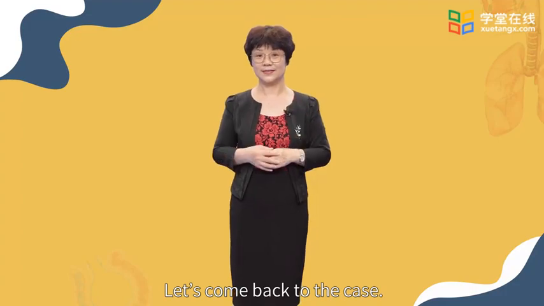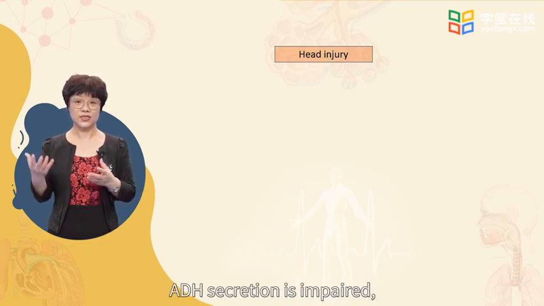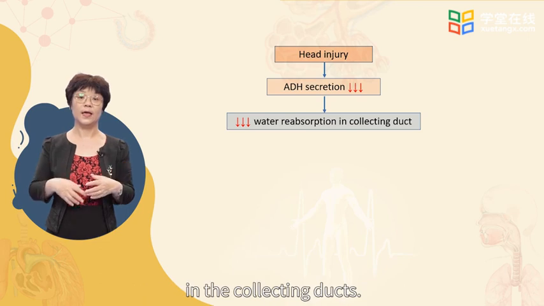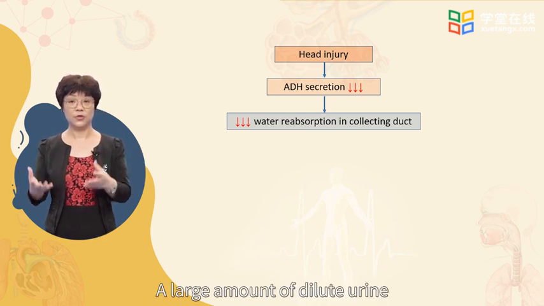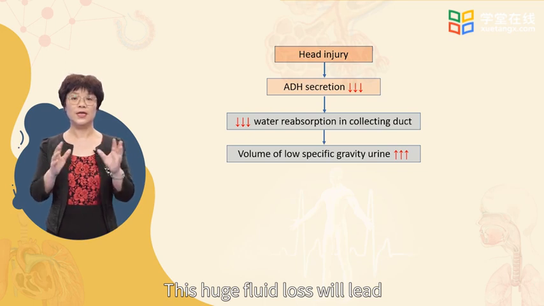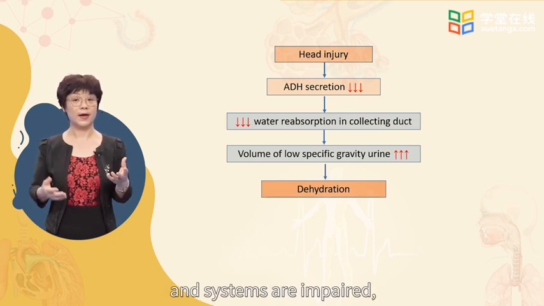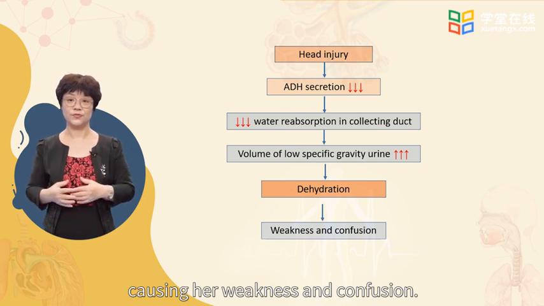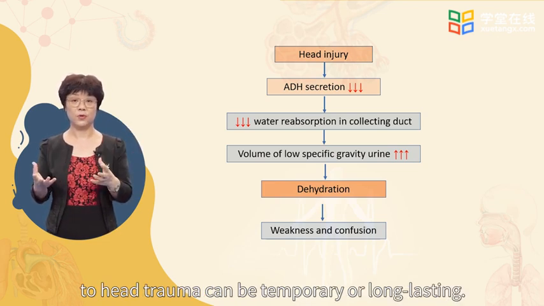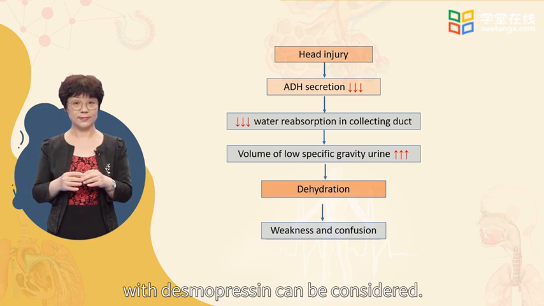Let's come back to the case. Miss Lin develops central diabetes insipidus due to head injuries. ADH secretion is impaired, and so water cannot be reabsorbed properly in the collecting ducts. A large amount of dilute urine of low specific gravity is produced. This huge fluid loss will lead to dehydration quickly. Normal functions of body cells and systems are impaired, causing her weakness and confusion. Central diabetes insipidus, secondary to head trauma, can be temporary or long-lasting. For the latter, treatment with desmopressin can be considered.